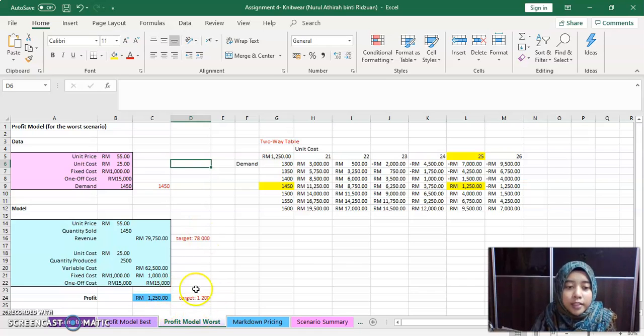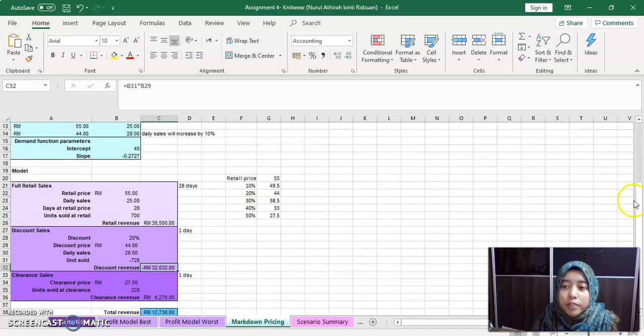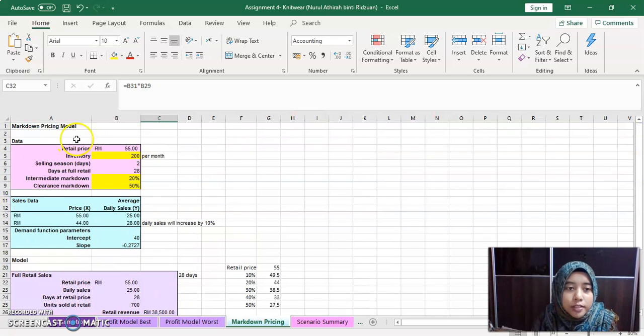Yes, I get the target, 1,250. This means it's nearest. Same goes to revenue, 79,750. Then let's go to the markdown pricing. At the markdown pricing, this is my retail price, 50 ringgit.